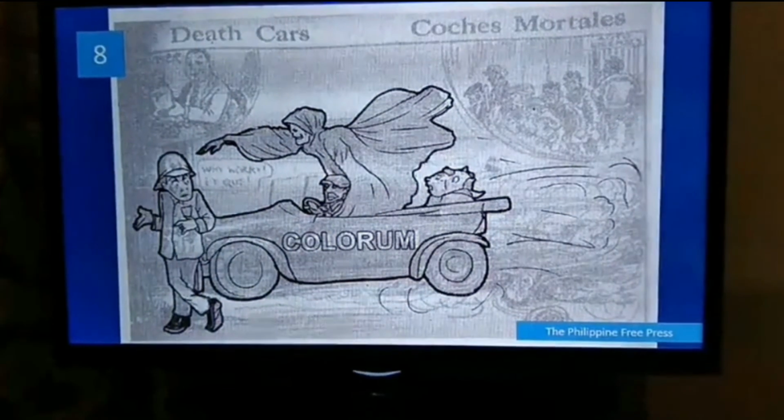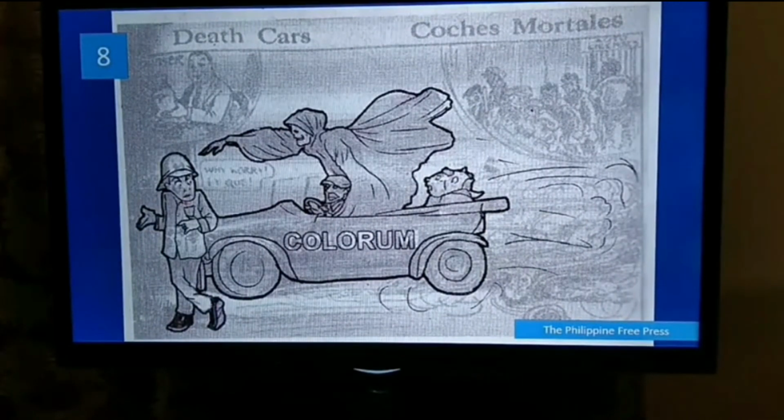Okay, number 8. The car has a tag, colorum. And who's riding the colorum car? That's death or kamatayan. The guy here, you know what he is from the past caricature? Yes, he is a policeman. He's wearing that funny helmet and that funny uniform.